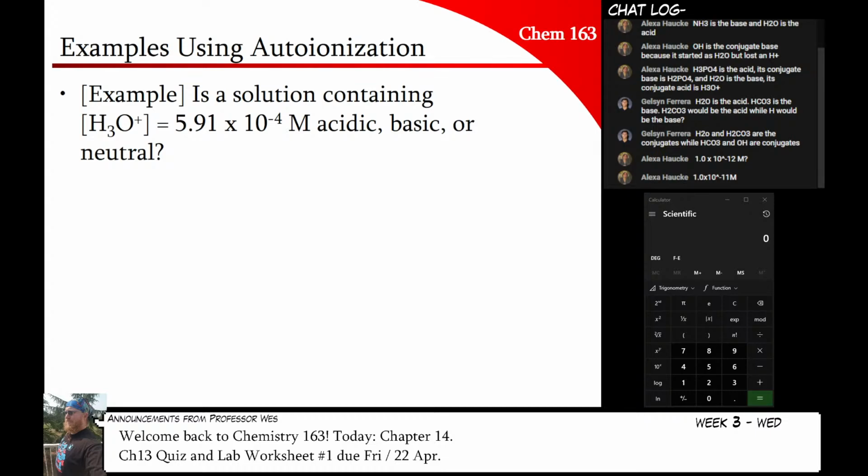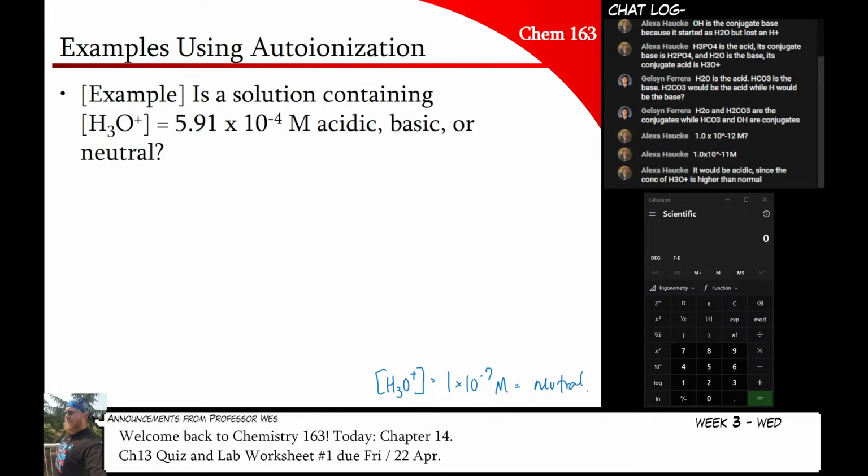All right, I'm going to write my hint on here. I realize I'm working from the future and that you could be any number of minutes watching the video back. But remember that for all aqueous solutions, 1 times 10 to the minus 7 for H3O plus is neutral.